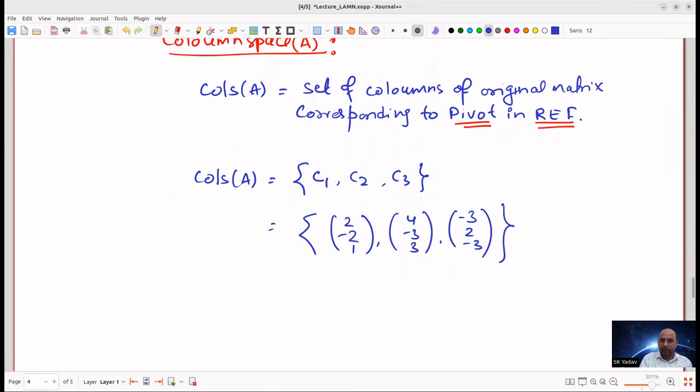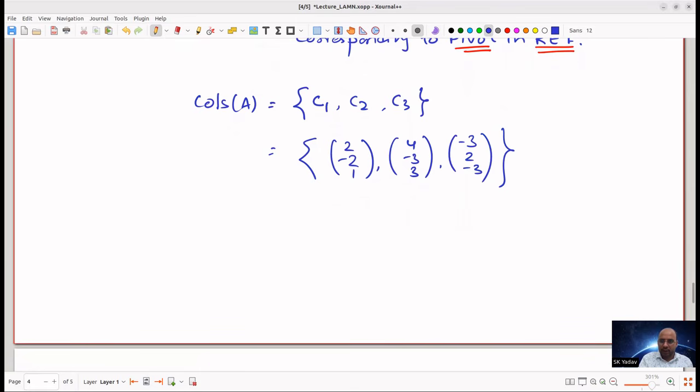And further, if I talk about the dimension of the column space, dimension is basically how many elements are in that set, and these are independent. So dimension of column space of A is equal to the number of elements in the set of column space.